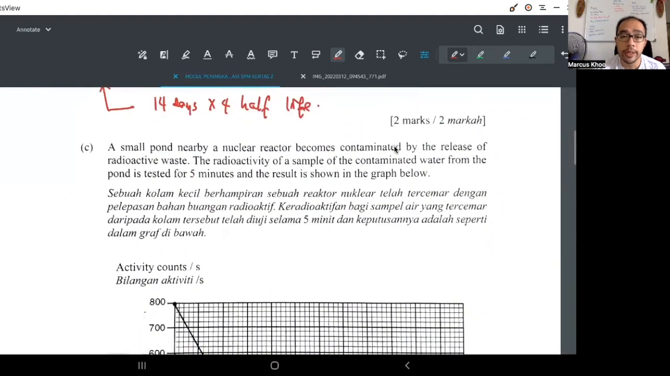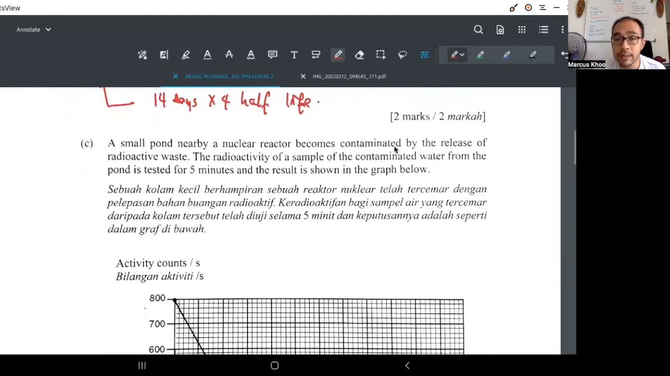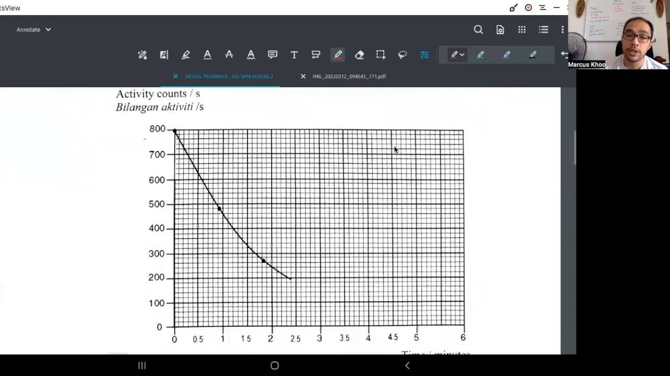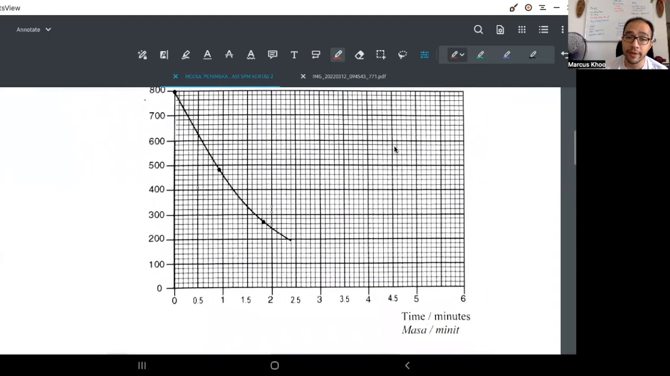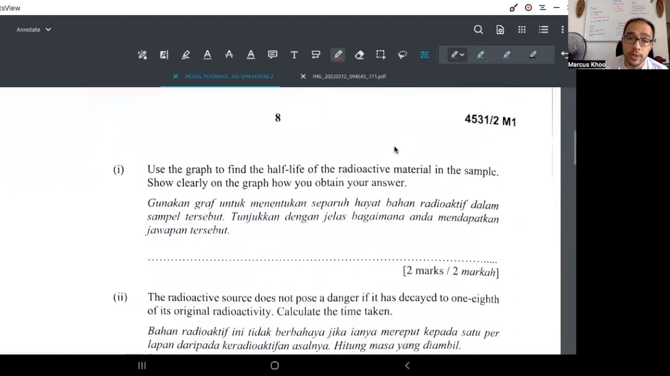Okay, a small pond nearby a nuclear reactor becomes contaminated by the release of radioactive waste. So the radioactivity of a sample of the contaminated water from the pond is tested for 5 minutes, and the result is shown in the graph below. So this is obviously a half-life graph lah. Okay, this is a half-life graph. Now, use the graph to find the half-life. Show clearly on the graph how you obtain your answer. So this is a 2-mark question.